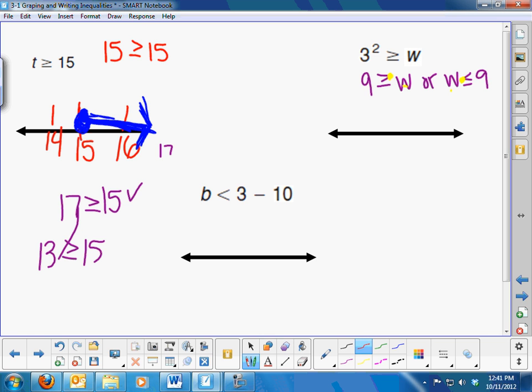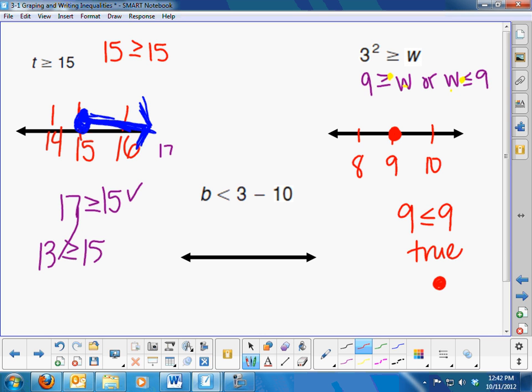Now my critical point, that's the first thing I need to label, is 9, a number smaller than 9, a number larger than 9. Now I need to decide if I'm going to use an open or closed dot. Is 9 included or excluded from my solution set? If I plug in 9 into w, do I have a true or false statement? Is 9 less than or equal to 9? It's true. Therefore, I'm going to use a closed dot. So I have a closed dot on 9 because 9 is included.